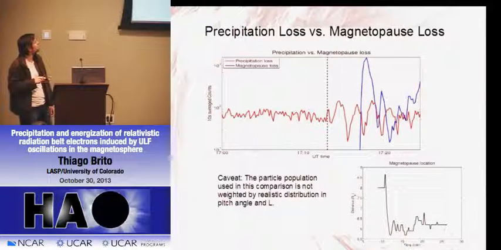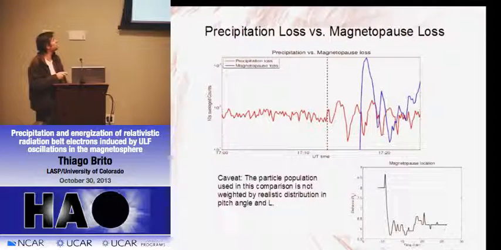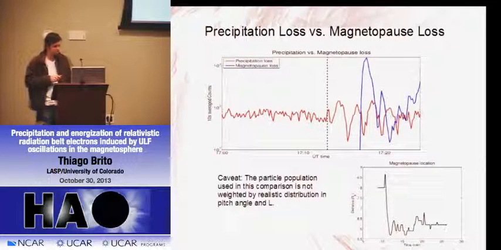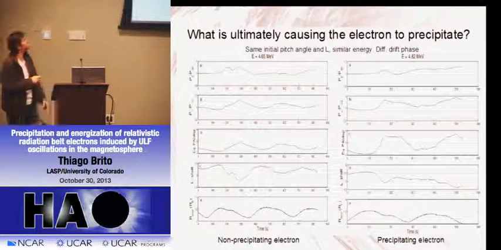But we can see, this is the magnetopause location now. It starts at around 8, and then very quickly it gets down to 6 or so during this storm. This is also simulated by LFM, so it's not an observation, but it shows how much the magnetosphere is compressed during this storm, which makes it understandable why we have so much loss to the magnetopause here. But back to the precipitation.